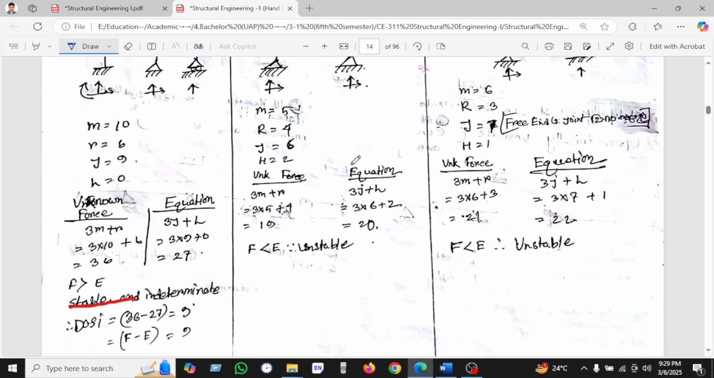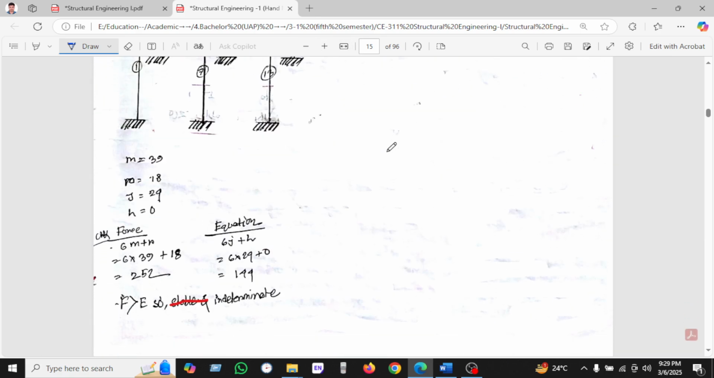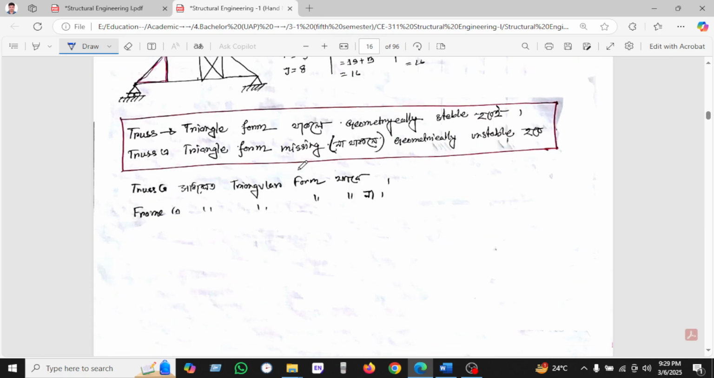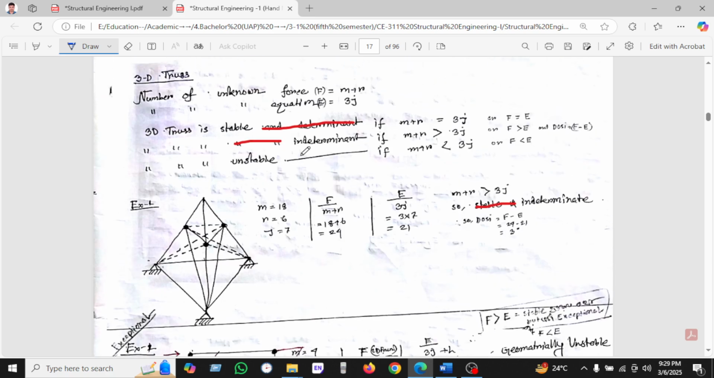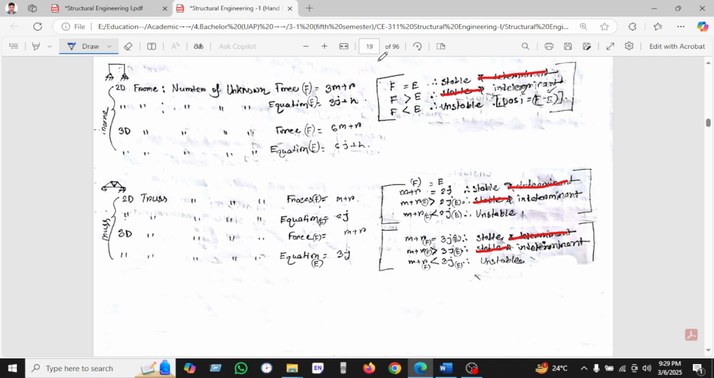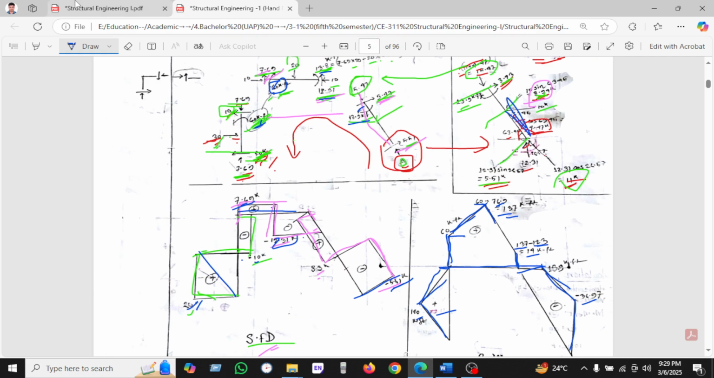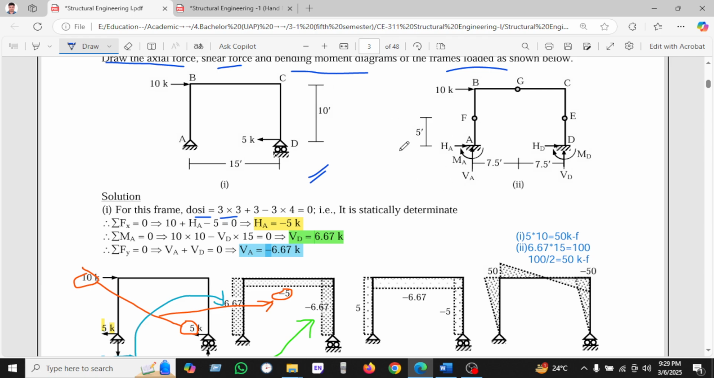Here is the example we have seen in previous classes. How can we calculate the DOSI? This is the DOSI. So this is the formula we have used for calculating DOSI. Okay, so let's see how we'll calculate this. Okay, so DOSI we have calculated in this way and found 0, so it is statically determinate.